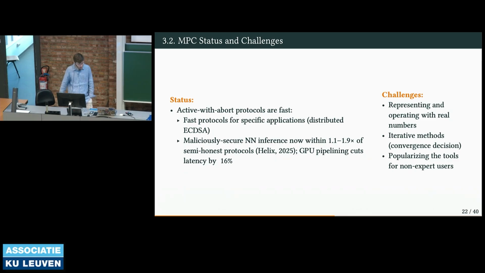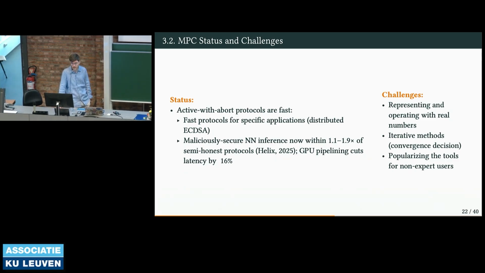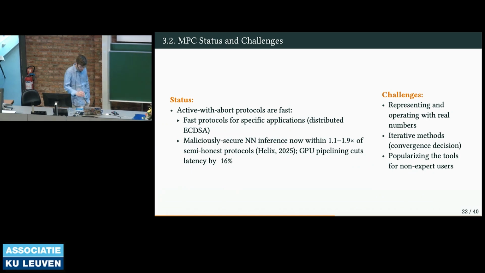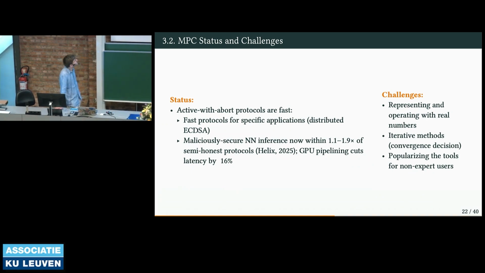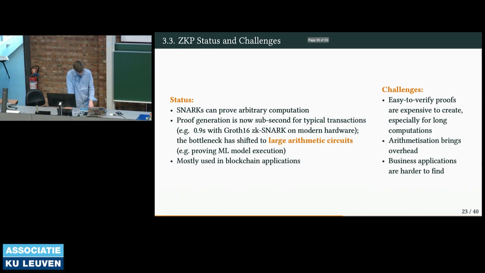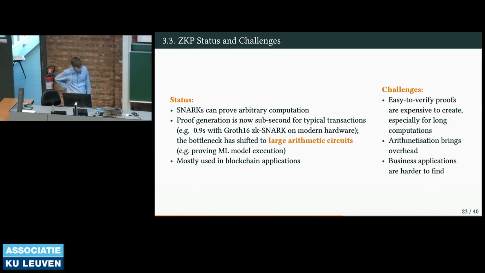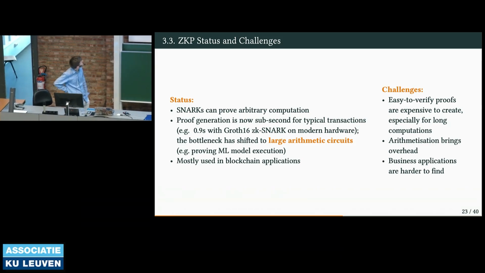Also popularizing the tools for non-expert users to configure and deploy MPC. That's still hard. There are some libraries out there, but usually it's special purpose implementations that are hard to configure. For zero-knowledge proof, there's now this thing called SNARKs, which can prove arbitrary computation.